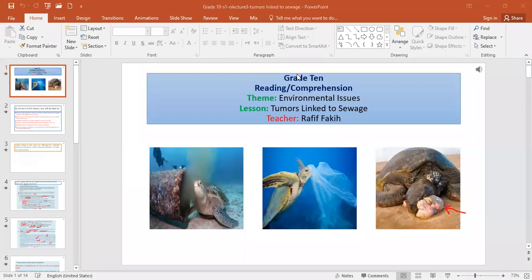So a tumor is an abnormal growth in a person's body or in an animal's body, somehow like this, and it could be considered a type of cancer, which many times could be deadly, of course. So we were saying that tumors in those turtles are increasing because of what? What is triggering those tumors? Pollution. Exactly, and namely, which type of pollution? What is its source? The sewage.